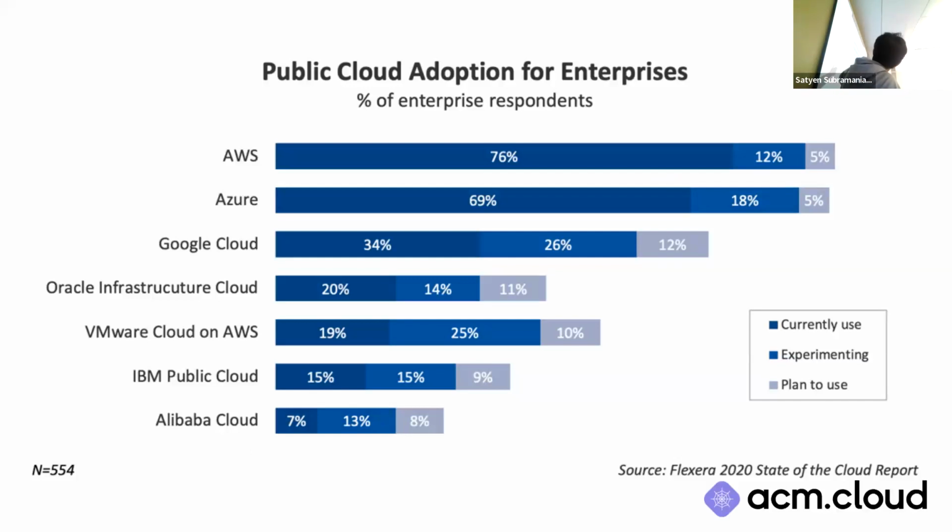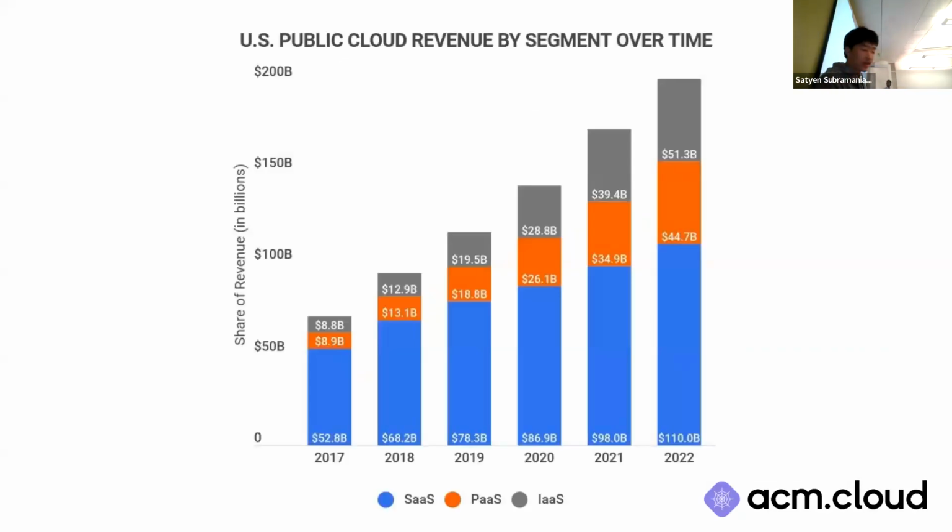If we look at cloud adoption for enterprises, 76% is from AWS, and some of them also use Azure, GCP, Oracle, VMware. All very, very big. A lot of companies use these cloud computing services. And look, the revenue has been going up, which means Jeffrey Bezos is very rich now.